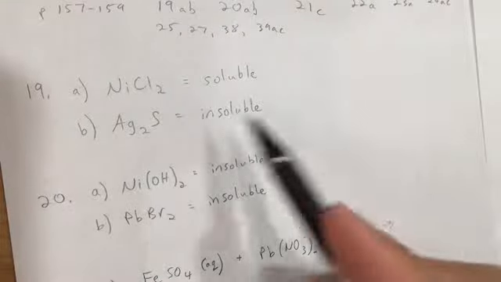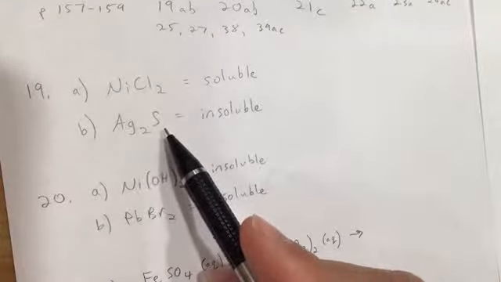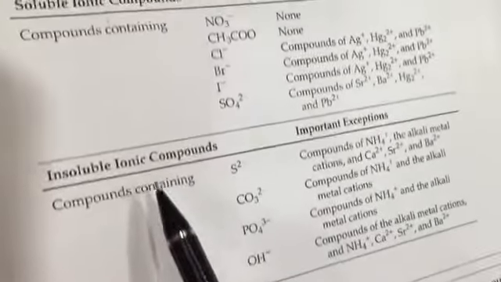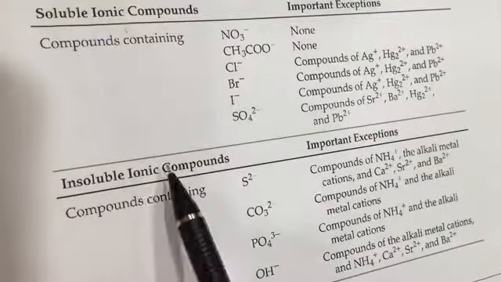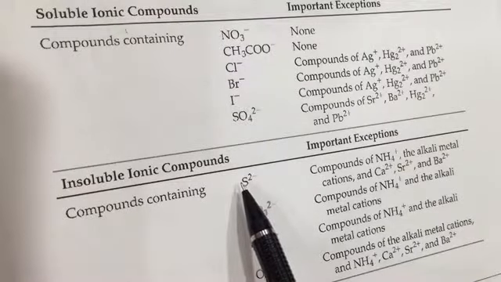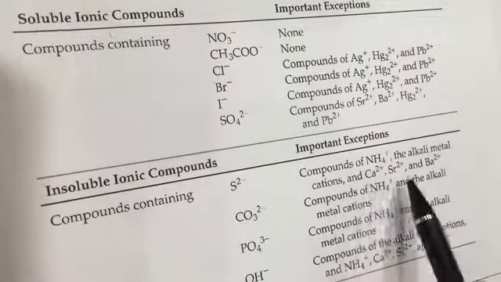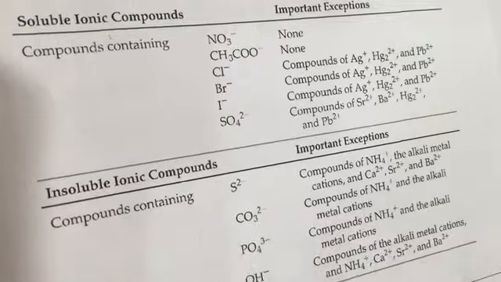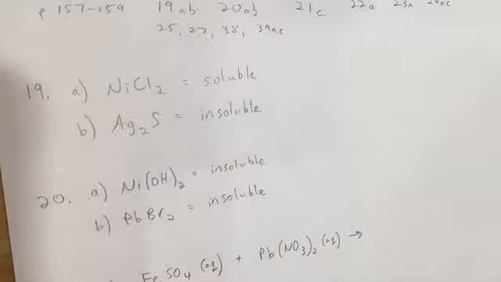With B, silver sulfide is insoluble, again because of our solubility rules. Here we've got insoluble compounds. Sulfides are insoluble with a few exceptions, and silver is not one of the exceptions. So we know that silver sulfide is insoluble.